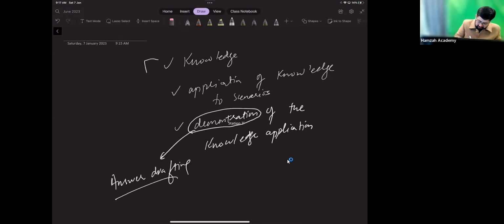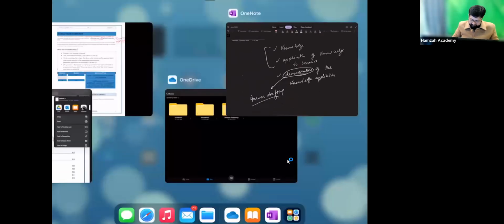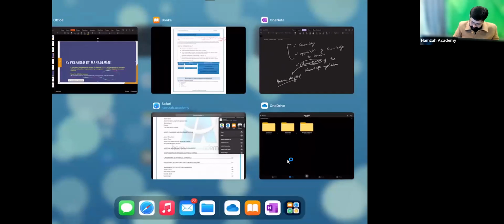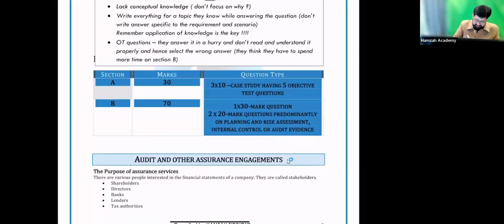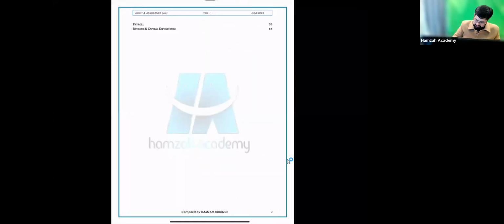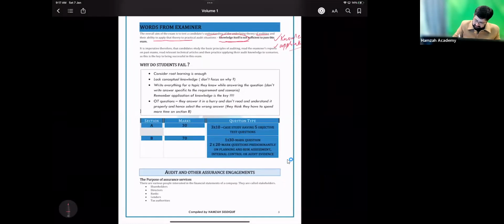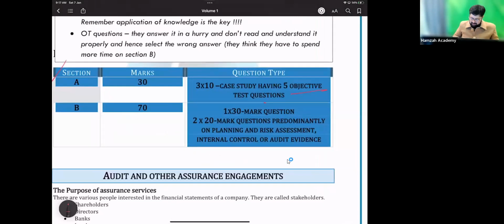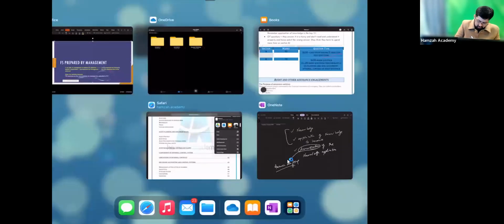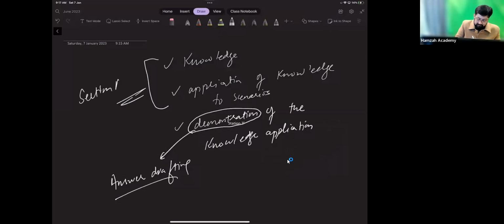For example, your paper has two sections, section A and section B. If we go to your paper, here we are, section A and section B. You see here, 30 marks, section A, objective test questions. If you are clear about these two things, you can solve section A. But again, you need some practice of MCQs. Without practicing what type of questions are being tested, you cannot solve them. But your base is clear for that.